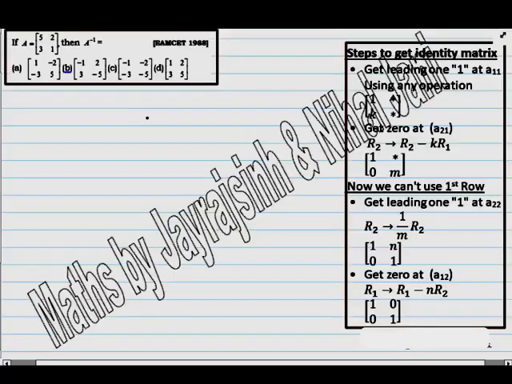Ta-da! In our next question, we have to find the inverse of A, and for that we have to write the form of A is equal to IA. So here we have the form. Now our first step is to get leading one at the A11 position. For that we have to take two operations.